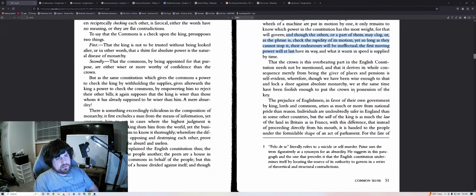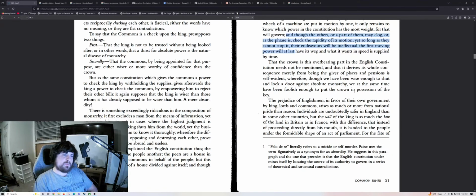That the crown is the overbearing part of the English Constitution need not be mentioned, and that it derives its whole consequence merely from being the giver of places and pensions is self-evident. Wherefore, though we have been wise enough to shut and lock a door against absolute monarchy, we have at the same time been foolish enough to put the crown in possession of the key.